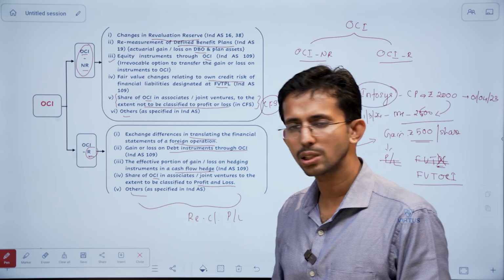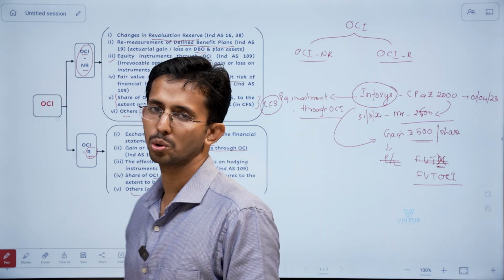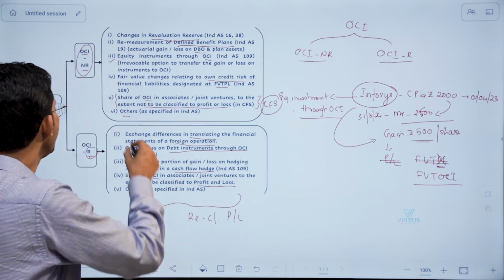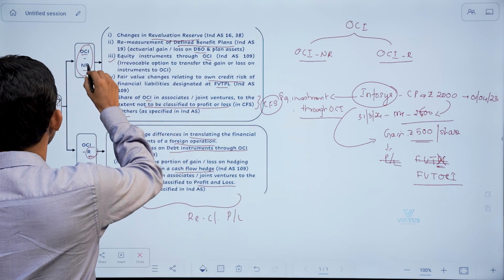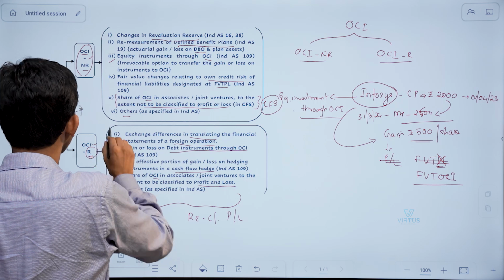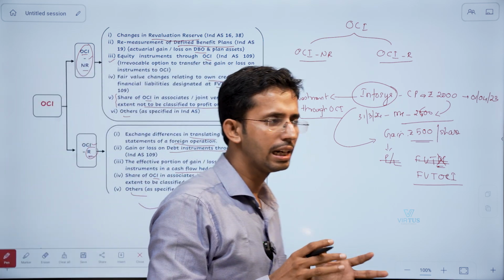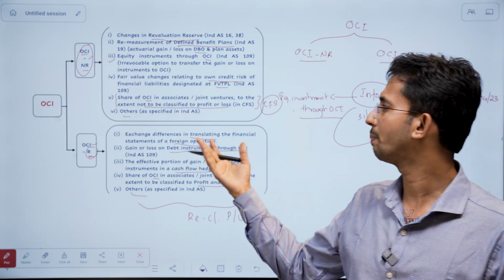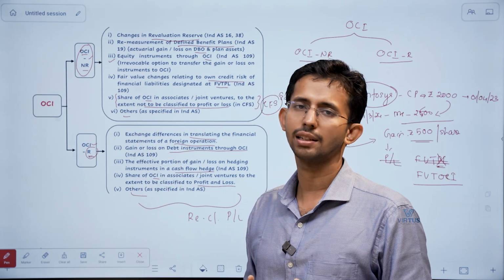If there is anything else mentioned in Ind AS, that also has to be included. So friends, these are the major items which have to be classified under OCI-NR and OCI-R. We will deal with all these in detail when we come to that particular standard, but this is only for your understanding right now.